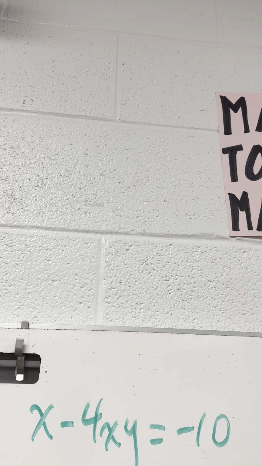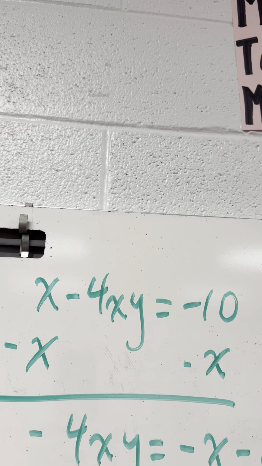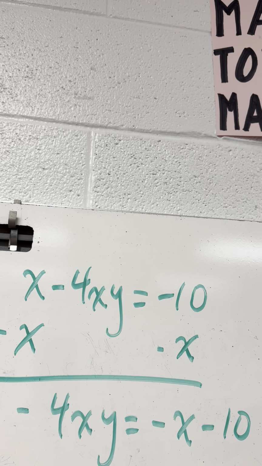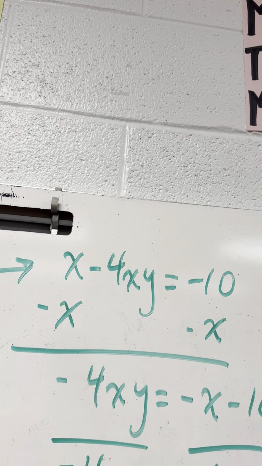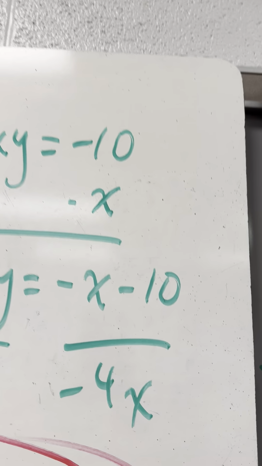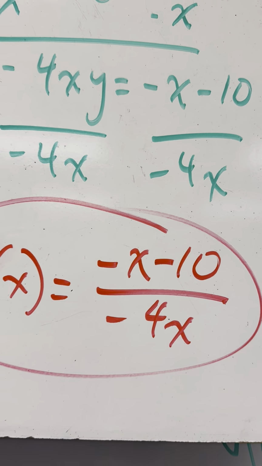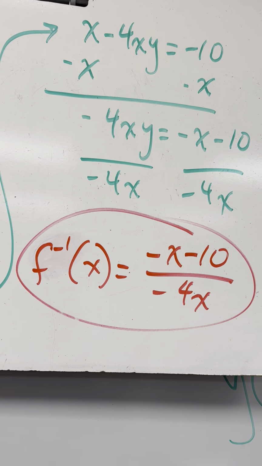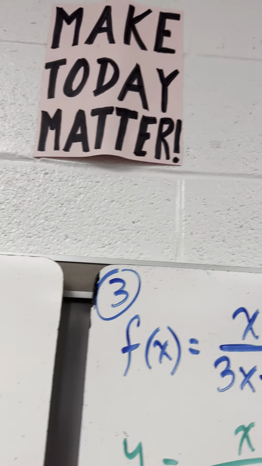Solving for y, I'm going to subtract x. I get negative 4xy equals negative x minus 10. Solving for y, I'm just dividing by negative 4x, and I'm done. This is my answer, just like that. Negative x minus 10 over negative 4x. Okay?